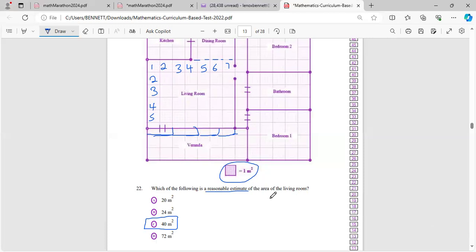Sir, I got 39, but I noticed that 39 wasn't there. And when I read it, it said reasonable estimate. So when you make estimates and the answer is not there, and you see a number that is less than 5 or more than 5, you usually round it up when it's more and round it down when it's less.